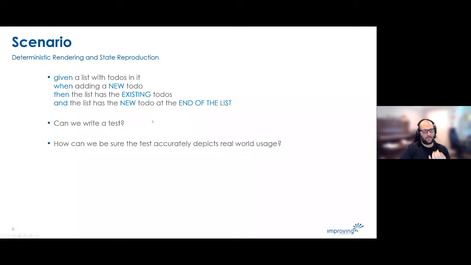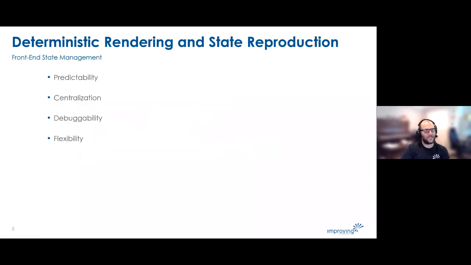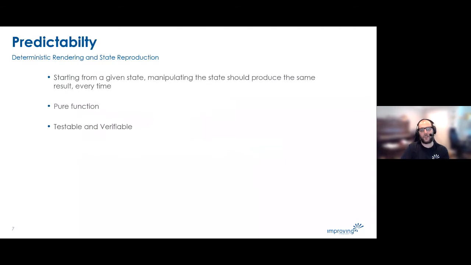What does that give us? Yes, that gives us predictability. Starting from a given state, manipulating the state should produce the same result every time. That also happens to be the definition of a pure function. Again, with Redux, all your reducers are pure functions because it guarantees the predictability of your state transitions.